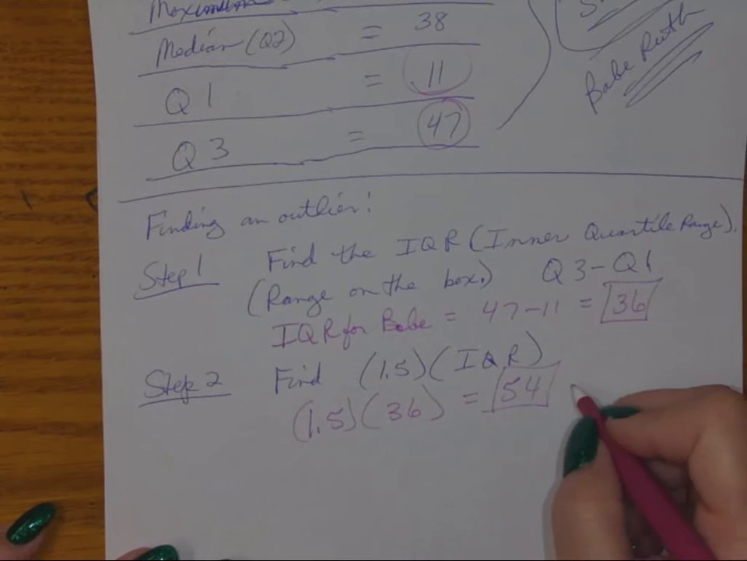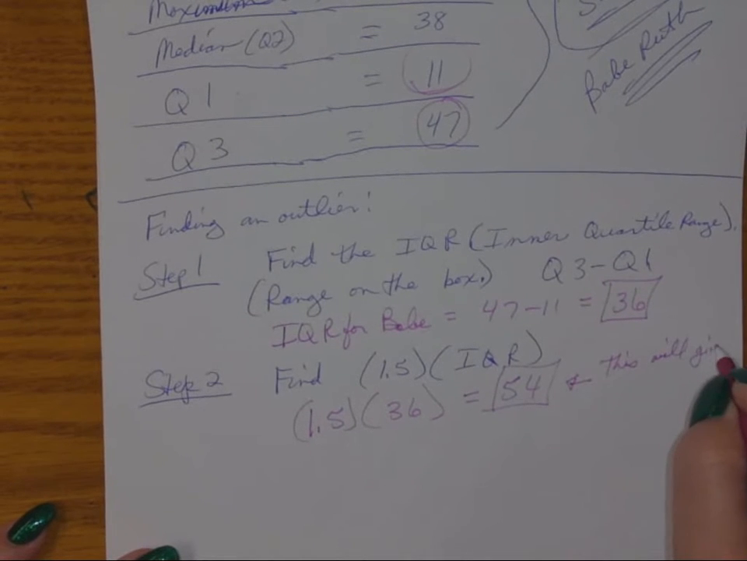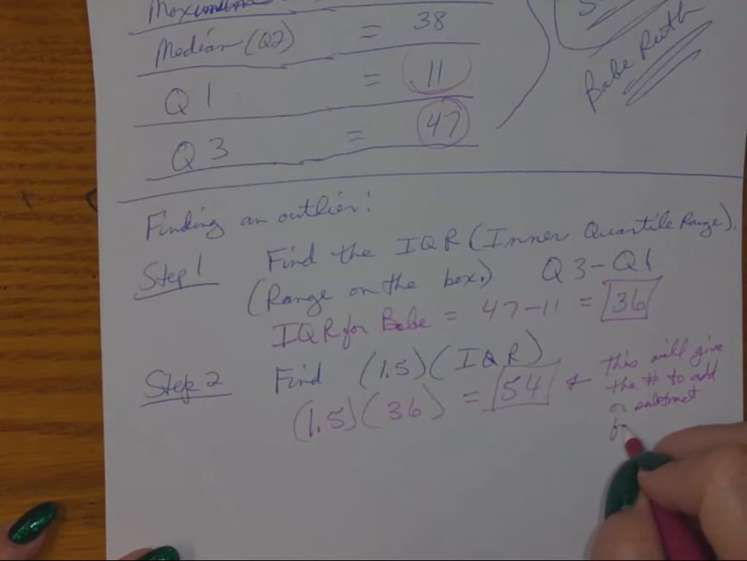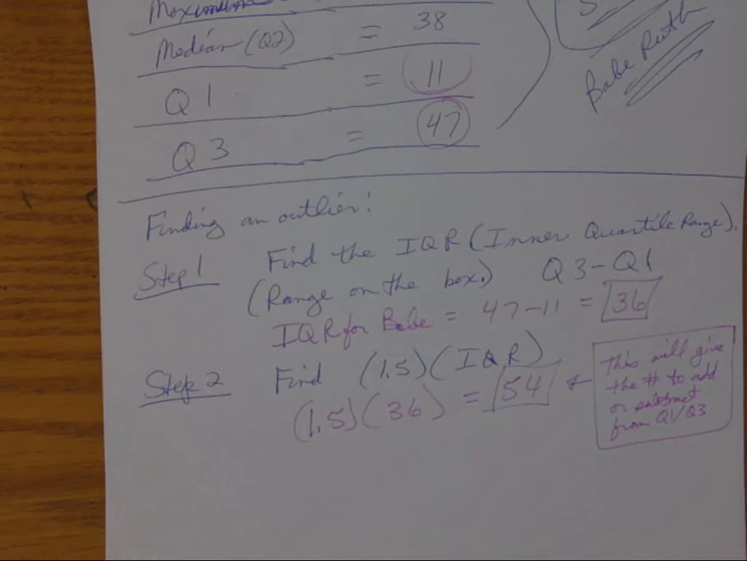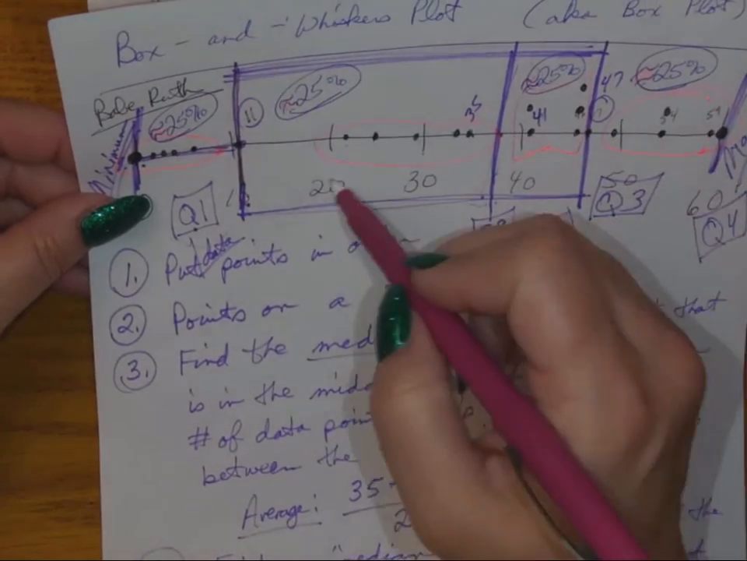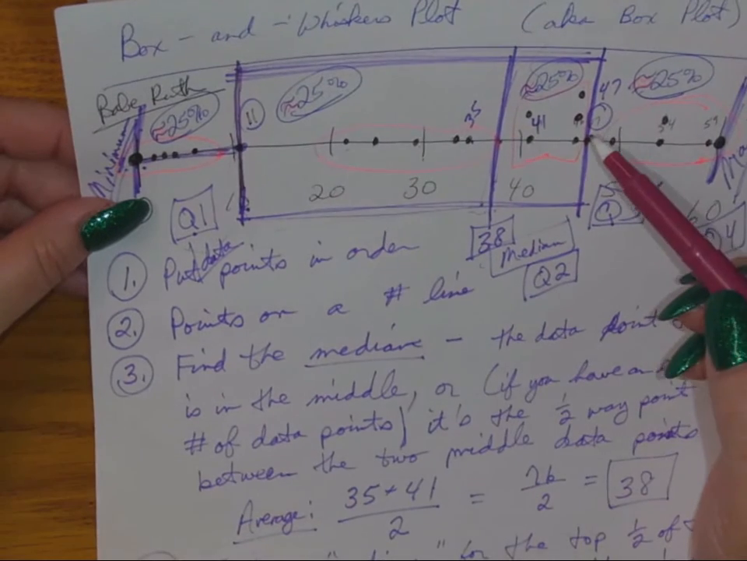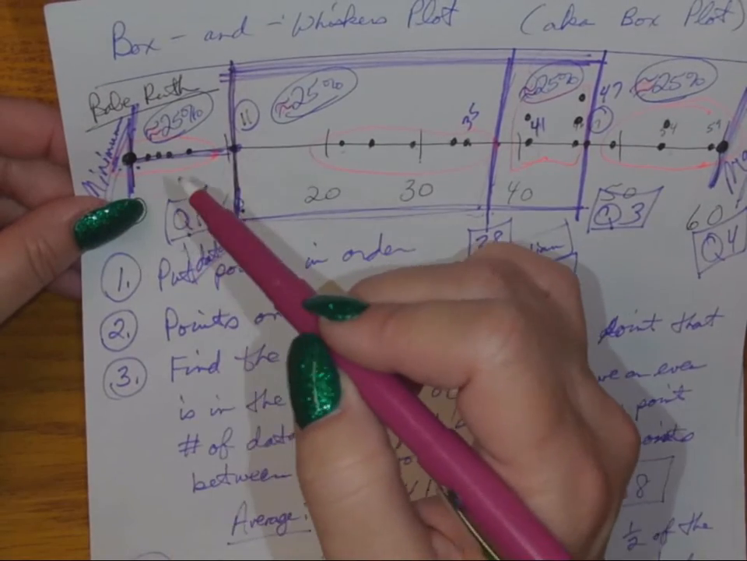Okay. So this will give the number to add or subtract from Q1 and Q3. Here's what we're saying. Anything that falls inside of the box, we're good. Those are expected values, no problem, because they're in the middle 50% of our data, right? It's the ones that might be way out on the whiskers that might be too big on this end or too small down on this end.